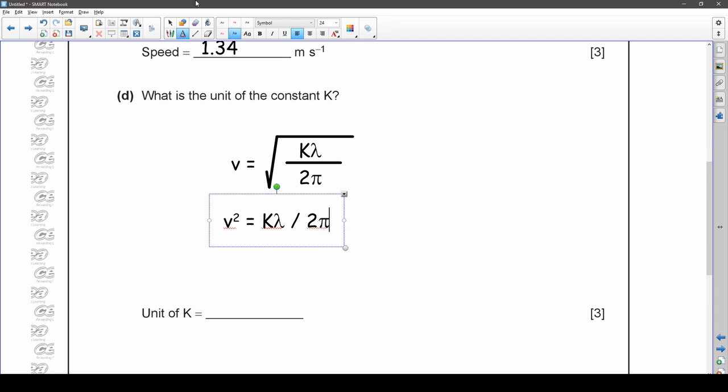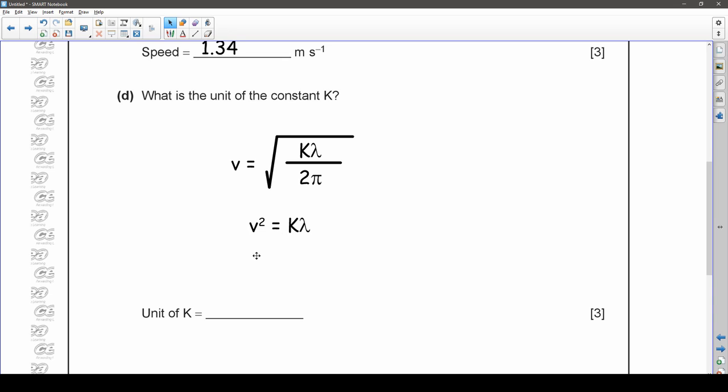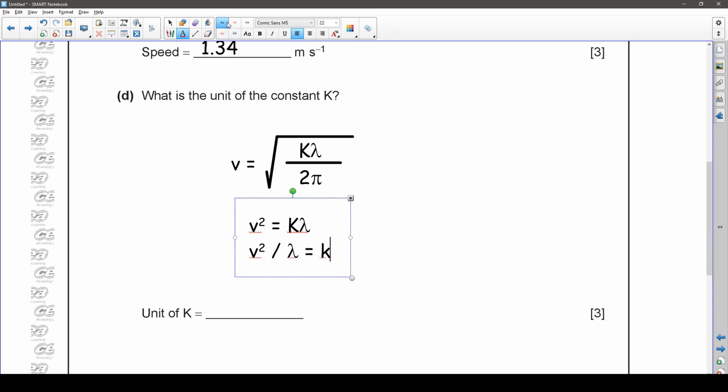Now, when we're looking at units, we only actually have to look at the things that have units. So 2 pi just immediately disappears. It has no bearing on this whatsoever because 2 pi is unitless. So now we've got v squared equals k lambda. So then we finally end up with v squared divided by lambda is going to equal k. So what we need now is the unit for v, and the unit for v was the meter per second, so that's ms to the minus 1. And we want that squared, and then we want to divide that by the unit for lambda, which was meters, and that's going to be k.